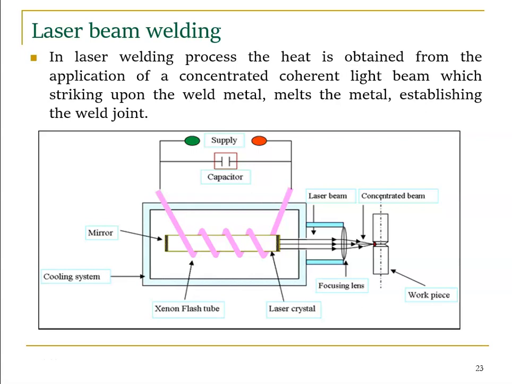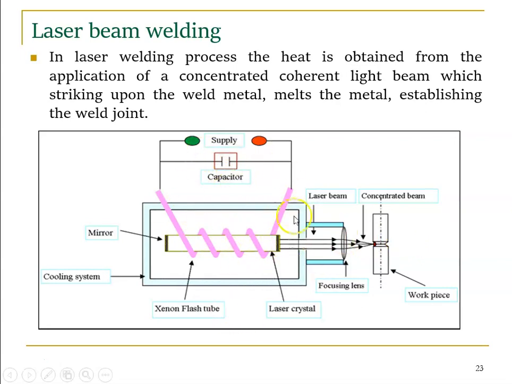So in the laser welding process, the heat is obtained from the application of a concentrated coherent light beam, which strikes upon the weld metals, melts the metal, and establishes the weld joint. So this is a very simple process. We are giving a high amount of laser at the metal parts, two metal parts. So the laser will generate the temperature. That temperature is used to join these two metals.